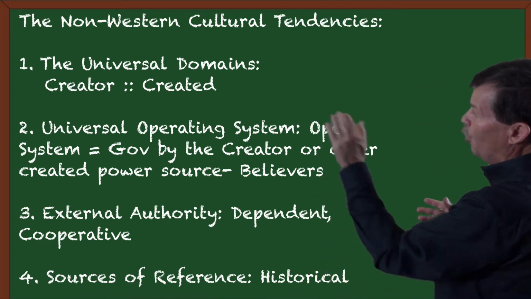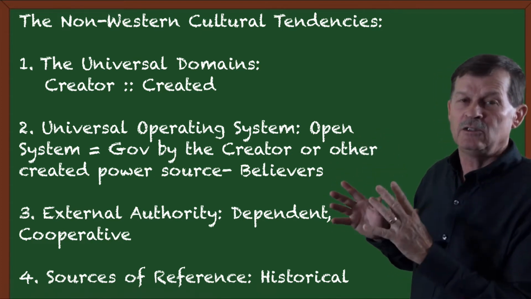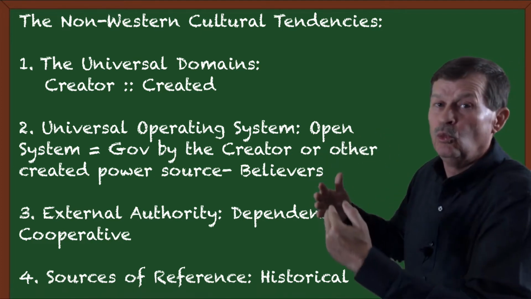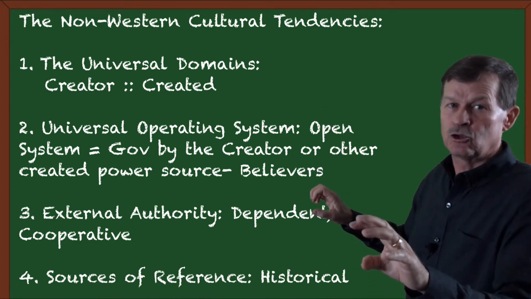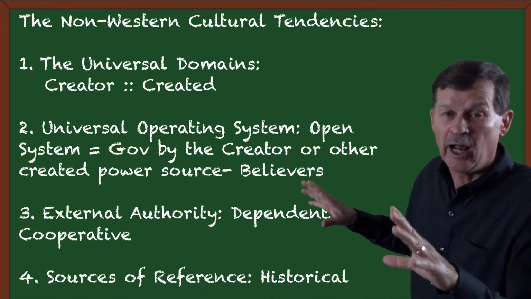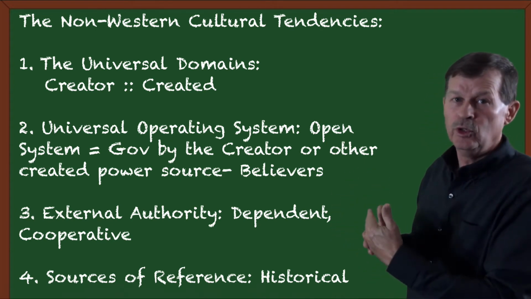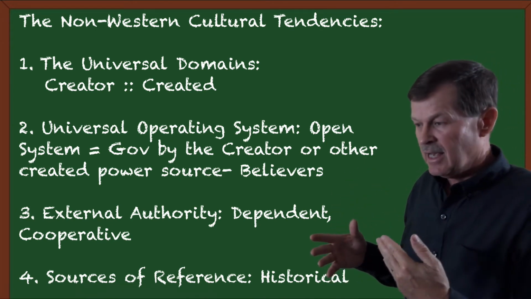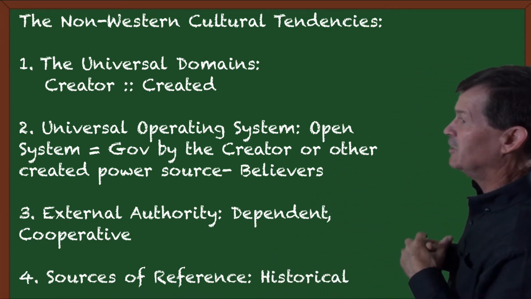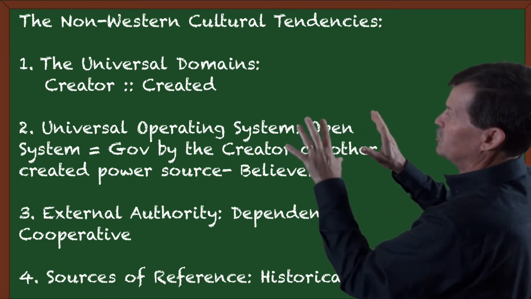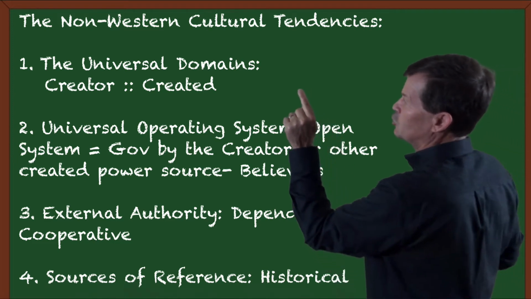Well, number one is in the universal domains. In a non-Western concept of their real world, there is not a natural world with a supernatural world that can appear once in a while or is out there somewhere. Their physical world is dominated by their spirits, by their spiritual beliefs. And so their universal domains are not 2 separate domains of natural and supernatural, but it is creator and created.